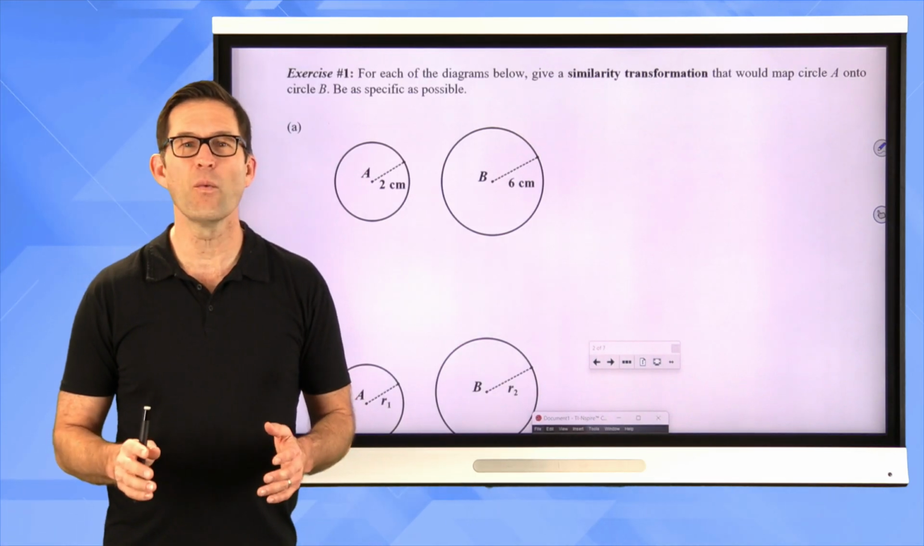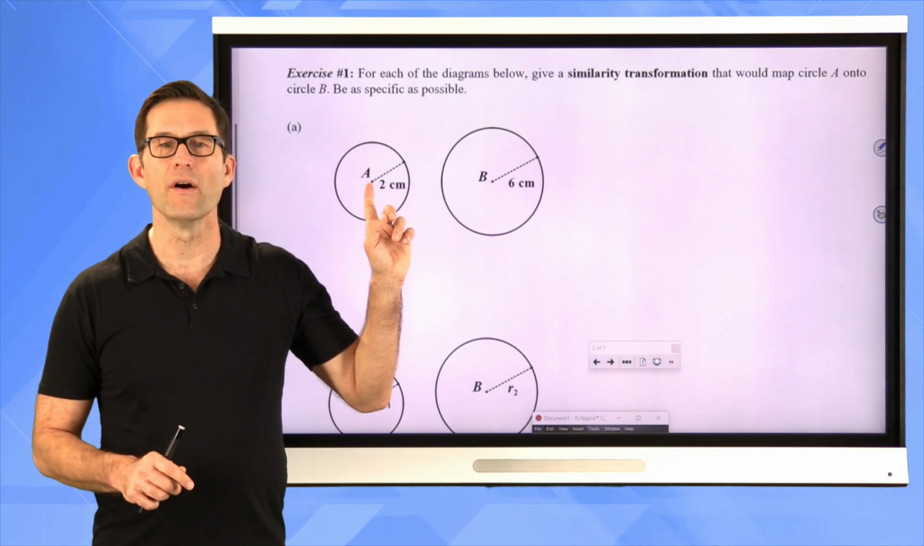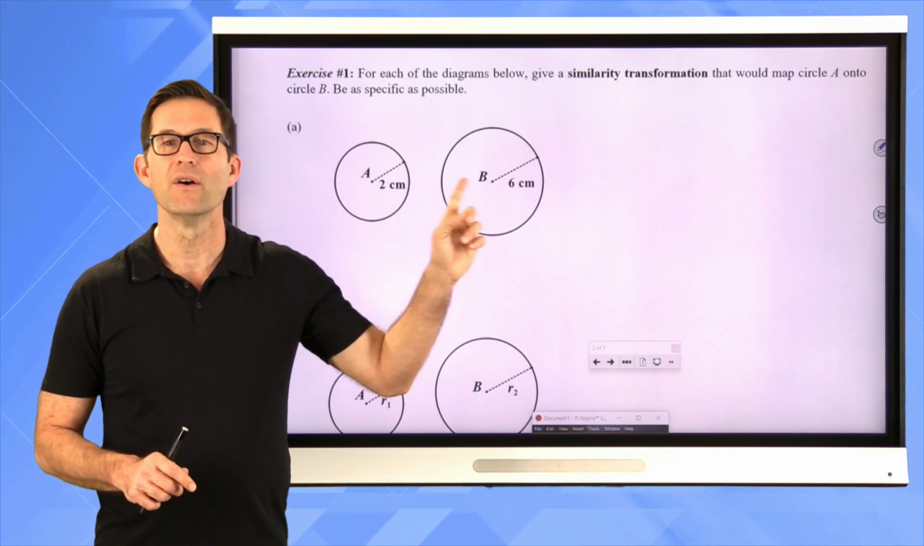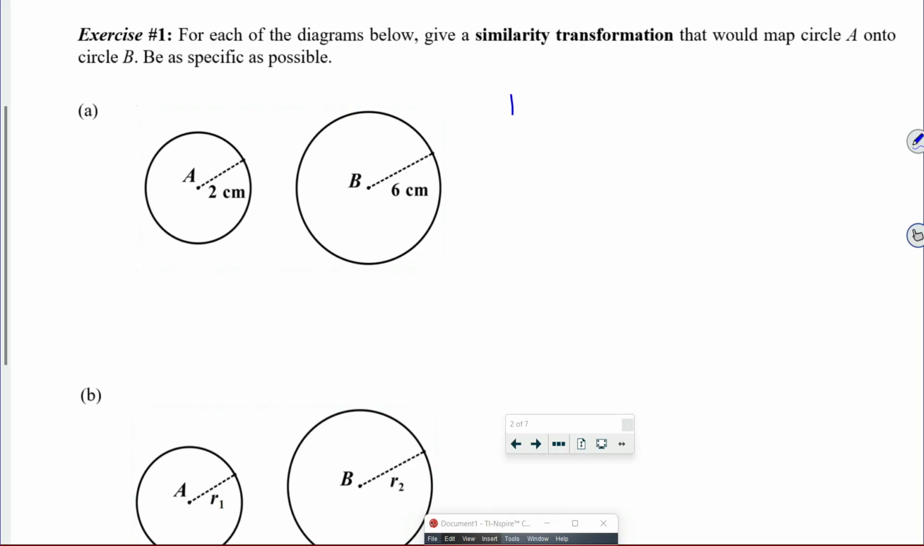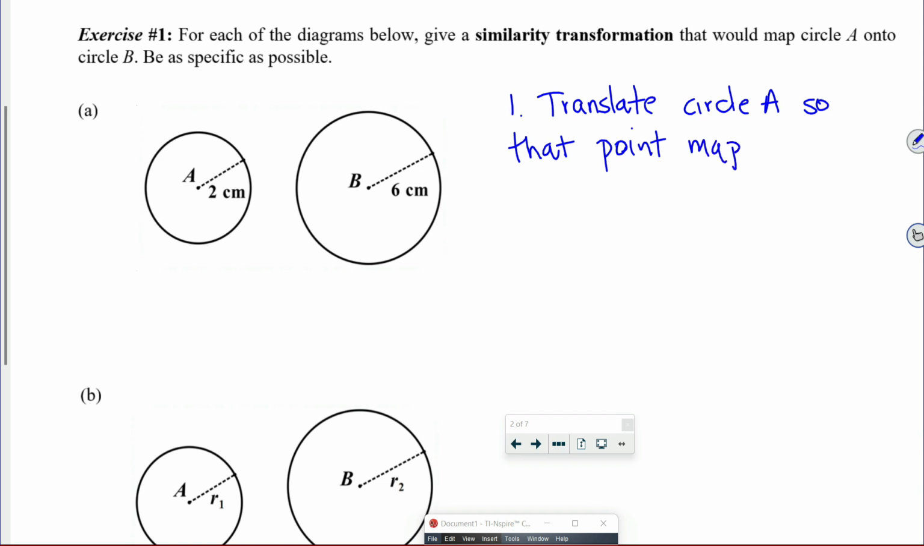All right, well the first thing I want is I want the center of my image of this to lie on that center. So the first thing I'm going to do is translate circle A so that point A maps to point B. All right, so that's my first thing.